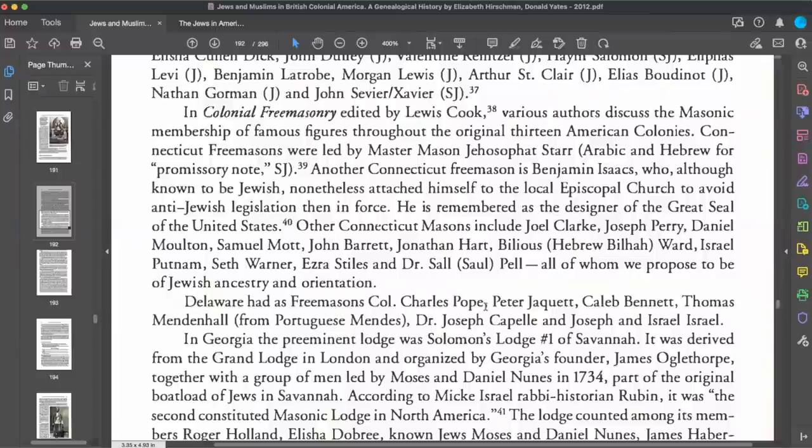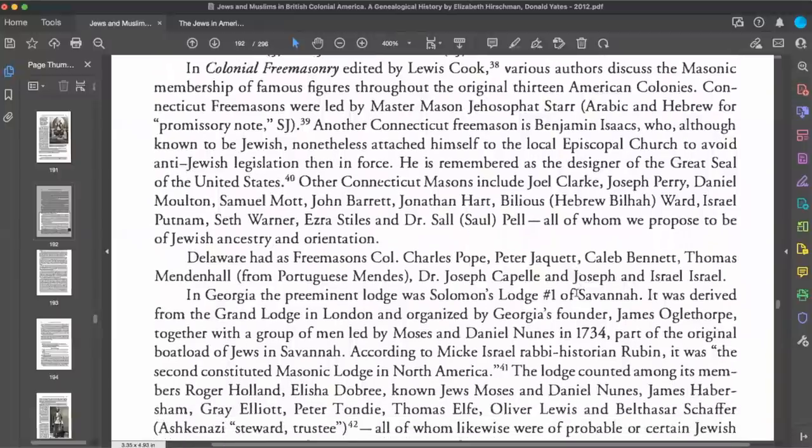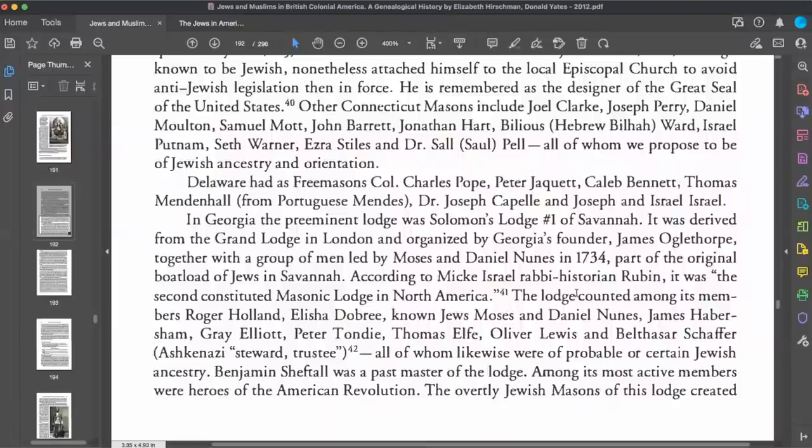Delaware had as Freemasons Colonel Charles Pope, Peter Jacquet, Caleb Bennett, Thomas Mendenhall from Portuguese Mendes, Dr. Joseph Capel, and Joseph and Israel. In Georgia, the permanent lodge was Solomon's Lodge No. 1 of Savannah. It was derived from the Grand Lodge in London and organized by Georgia's founder, James Oglethorpe, okay? Together with a group of men led by Moses and Daniel Nunez in 1734, part of the original boatload of Jews in Savannah. According to Mikveh Israel rabbi historian Reuben, it was the second constituted Masonic lodge in North America.